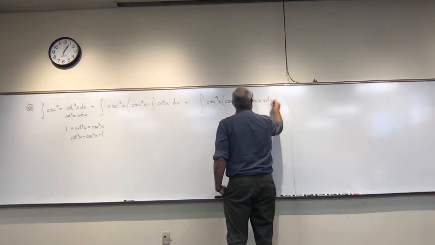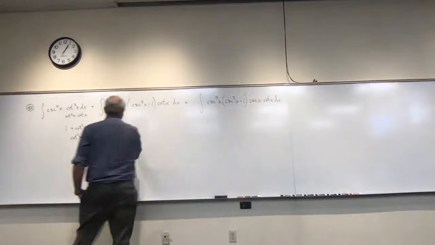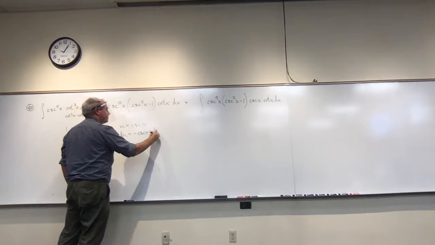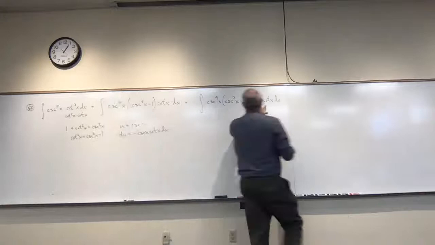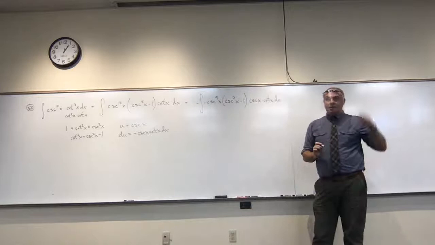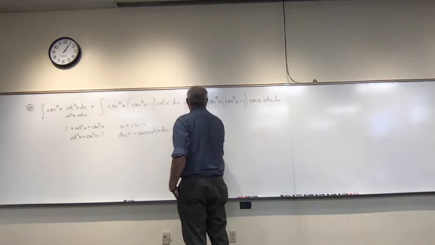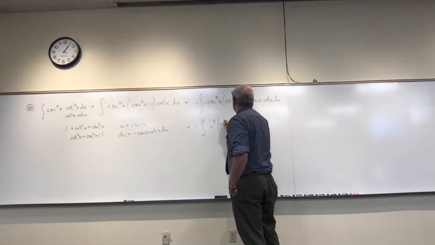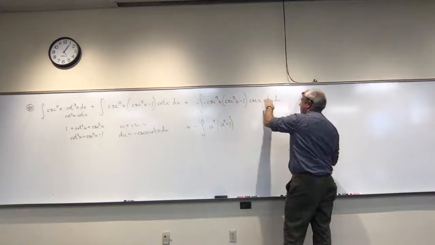And the reason I wrote it over here is that now if I let u be equal to cosecant of x, then du is going to be negative cosecant x cotangent x dx, which is very close to what I have right here. I need a negative in there, so let's put a negative in, which means I need a negative on the outside. Now I can make my substitution. I get negative integral. Cosecant of x is u, so this is u to the ninth, times u squared minus 1, and then negative cosecant x cotangent x dx just becomes du.